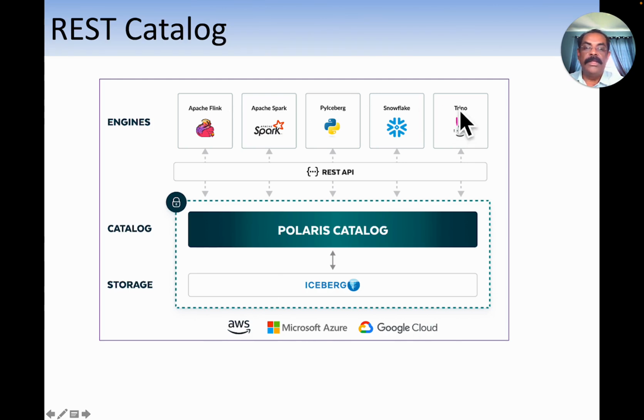Now look at any engine. These engines have different languages, and you're going to use the REST API. Now, when you update this or you change the storage, this is abstracted. This is how the REST catalog works.